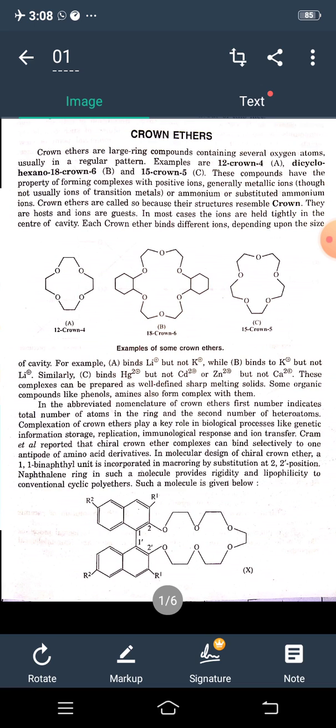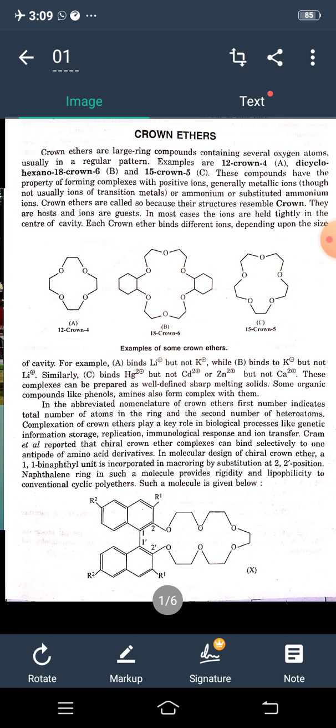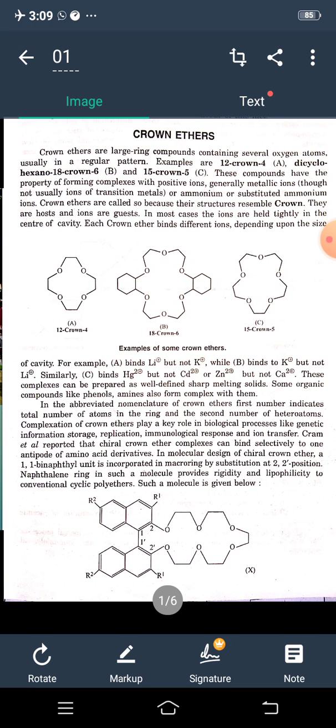Similarly, C means 15 crown 5 binds Hg2 plus but not cadmium 2 plus or zinc 2 plus but not calcium 2 plus. These complexes can be prepared as well-defined sharp melting solids. Some organic compounds like phenols, amines also form complex with them.